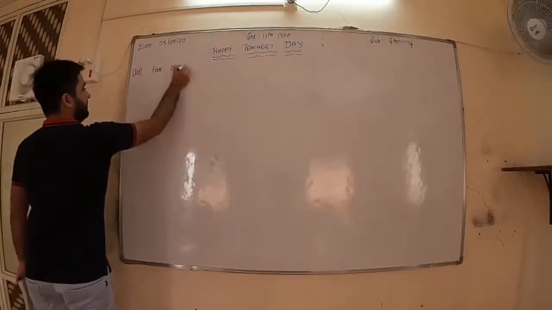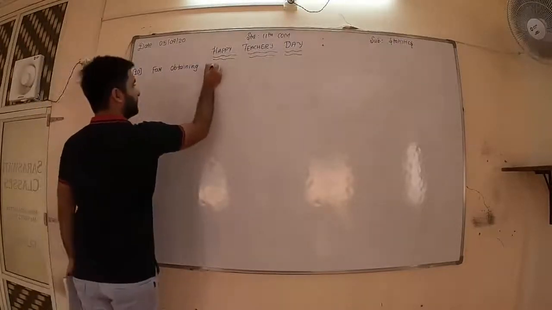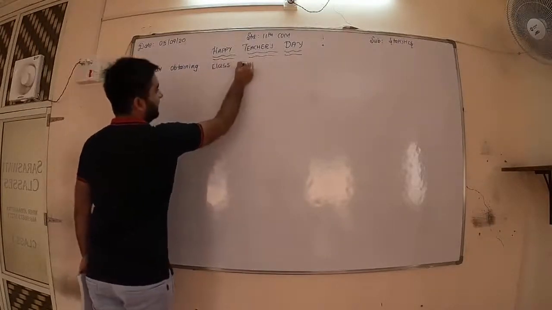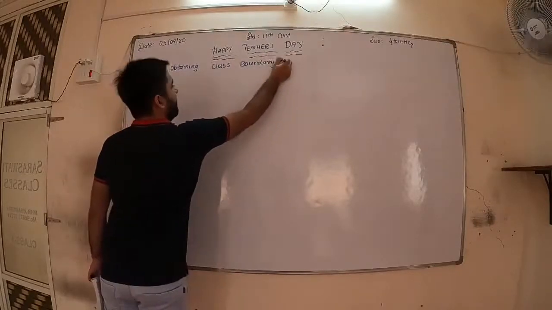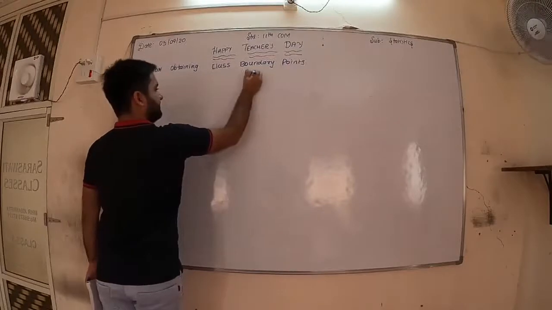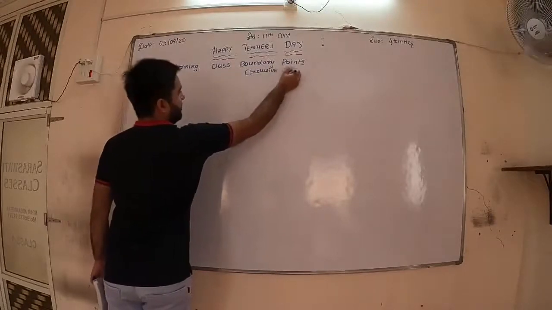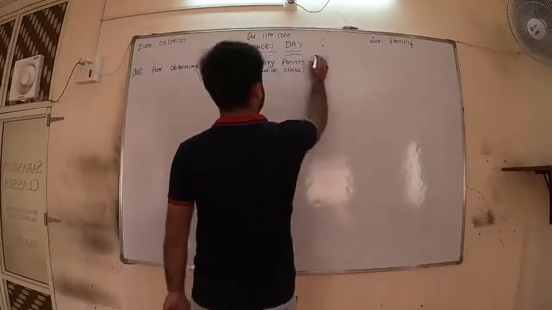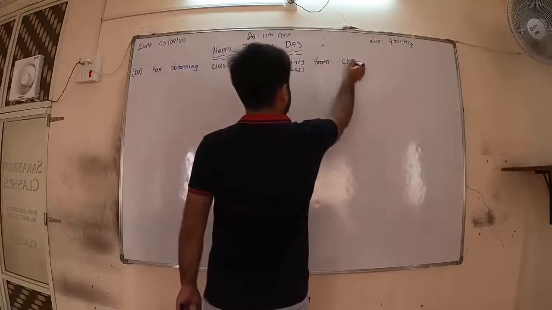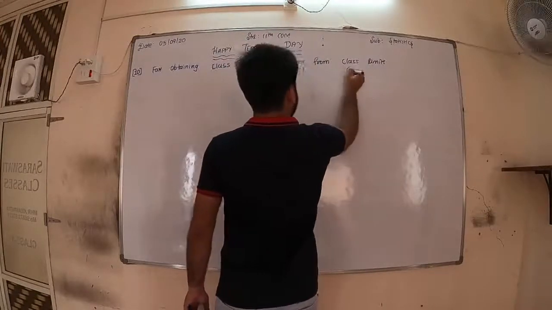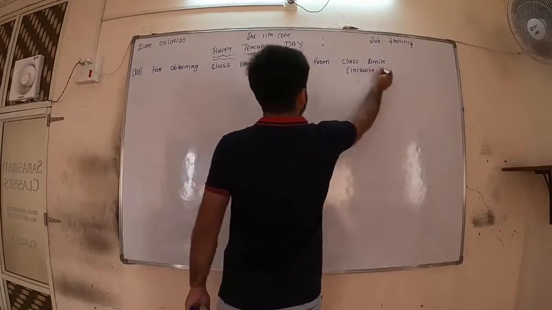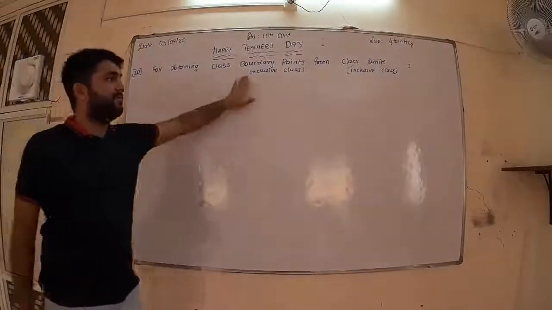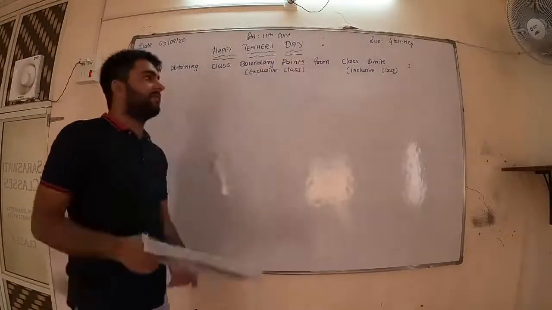for obtaining class boundary points, that is exclusive class. This you write with pencil, exclusive class. Okay. For obtaining class boundary points from class limits, and again write with pencil inclusive class and column. Give the heading for obtaining class boundary points, that is exclusive class from what? From inclusive class.